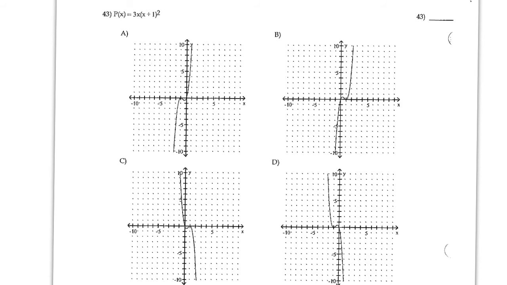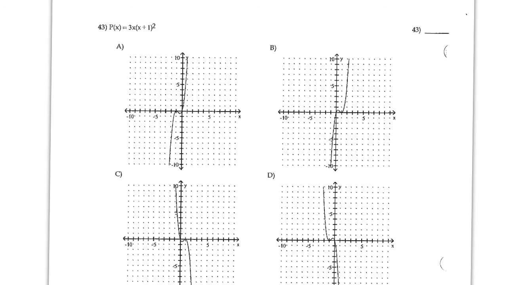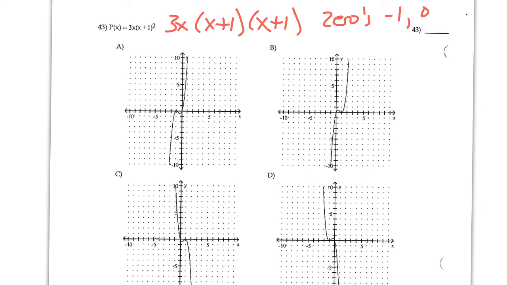Okay, now think about this one. This one is 3x times x plus 1 squared, so it would be x plus 1 twice. Okay? The zeros are negative 1, but a multiplicity of 2, because that's negative 1 twice, and 0. Now remember what an even multiplicity of a 0 means. That means it bounces at that 0. It doesn't pass through. So at this particular 0, it's going to bounce.